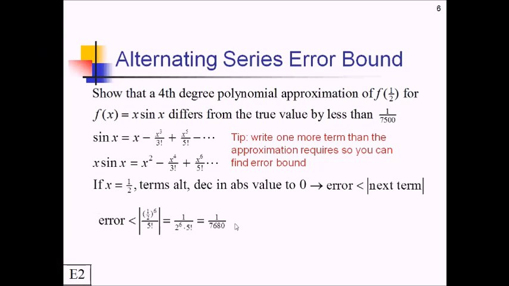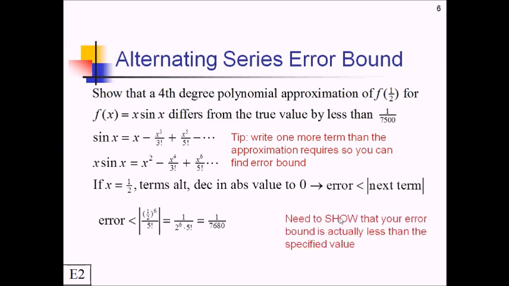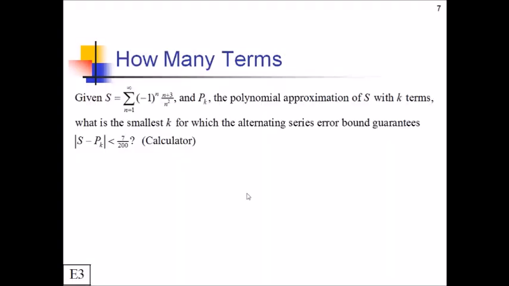And you might think, well, this is definitely less than 7,500 because the denominator is bigger, but we're not quite done. To get the credit on this problem, you need to show that this error bound is actually less than this value. So you need to actually explicitly write out less than 1 over 7,500, and then you're done. We're going to do one more problem.